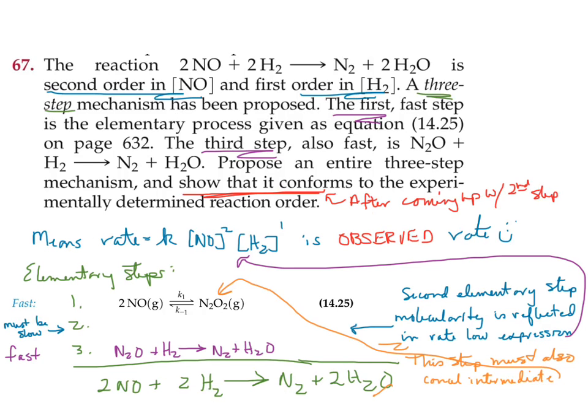So when it says show that it conforms to your experimental data, which is your observed rate law expression, this blue up here, do like we've been doing in class. And again, you will have to use that little trick that we just did for that last problem.